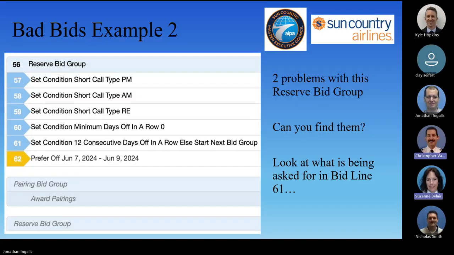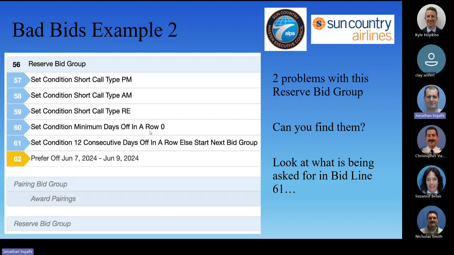Yeah, go to the next bid group. Right. Do you see a bid group below that bid group? Nope. So what's going to happen? Yeah, they get leftovers. Secondary line generation, SLG, whatever the system wants. Second condition and minimum days off in a row.